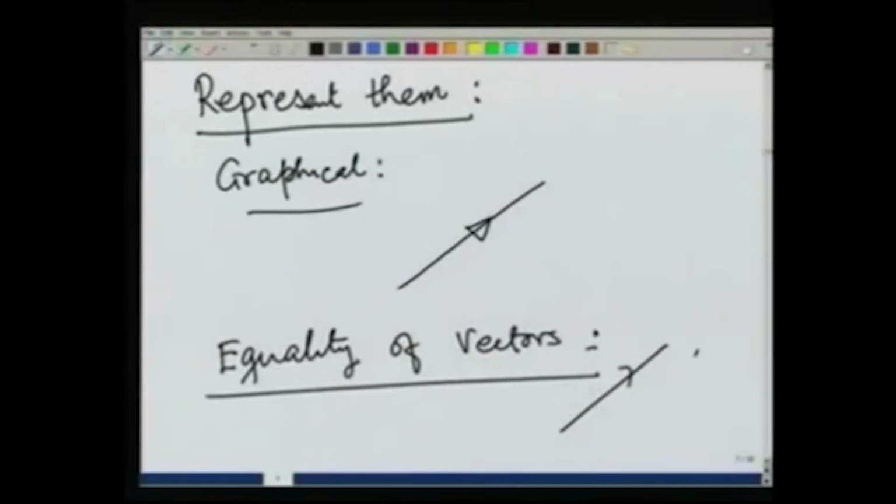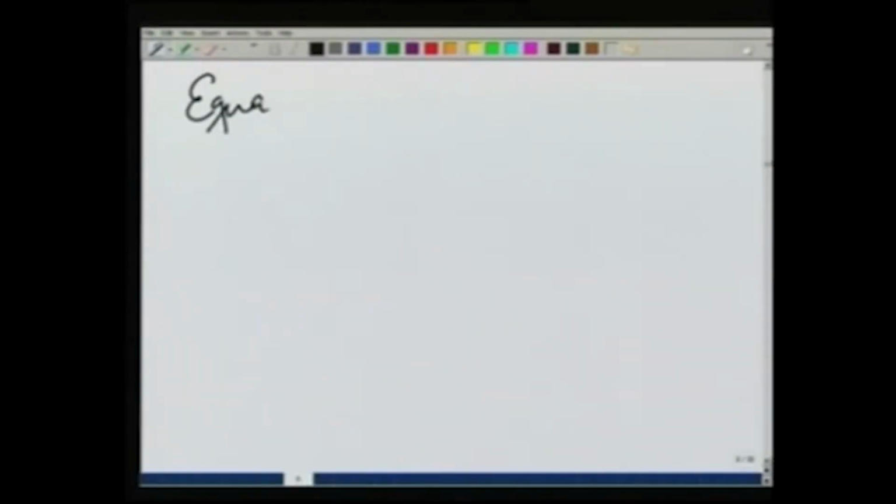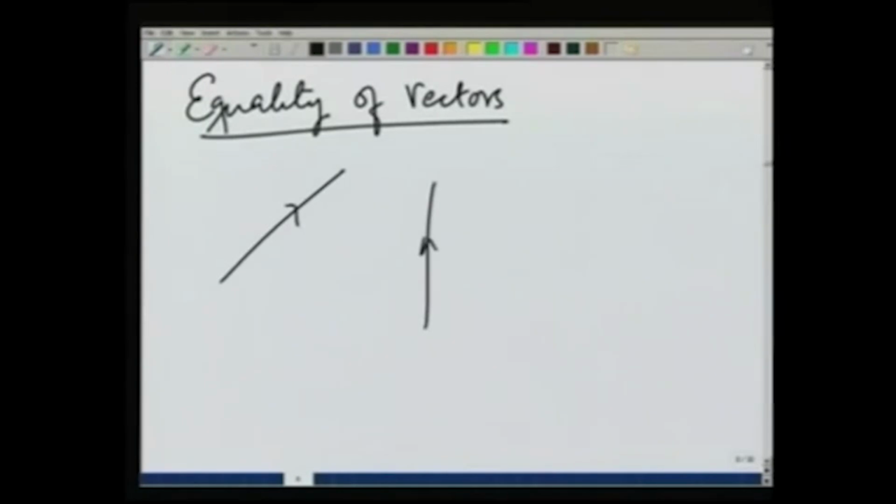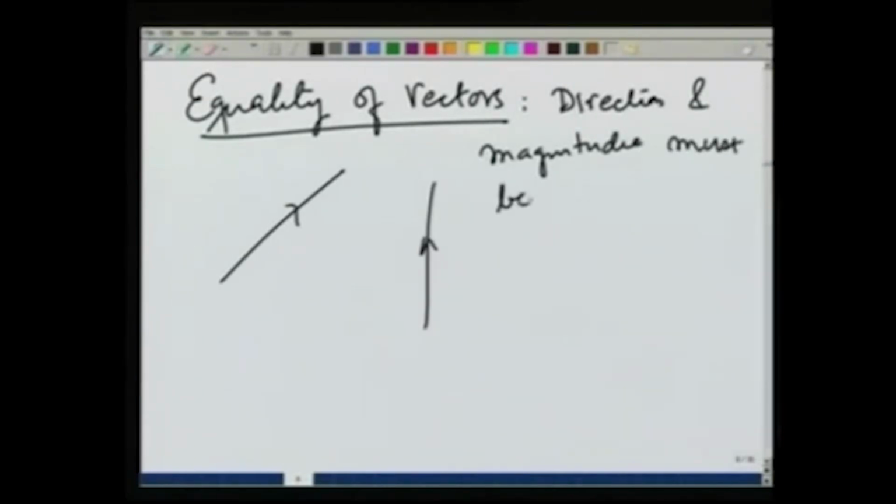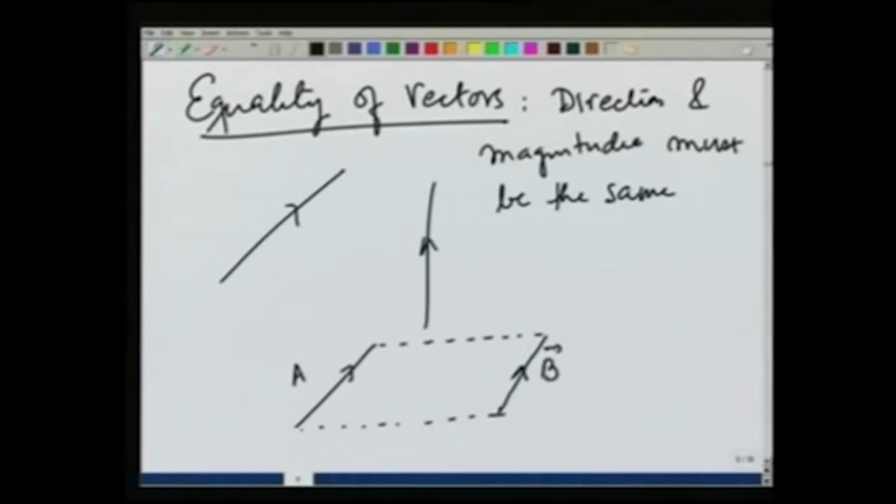If there are two vectors given, they will be equal if they produce the same effect. So, their direction and magnitude must be the same. Graphically, that means that if there is a vector A, another vector which is parallel to it and has the same magnitude, B is equal to A. So, I can have a vector parallelly shifted compared to A, but still it can be equal to A.